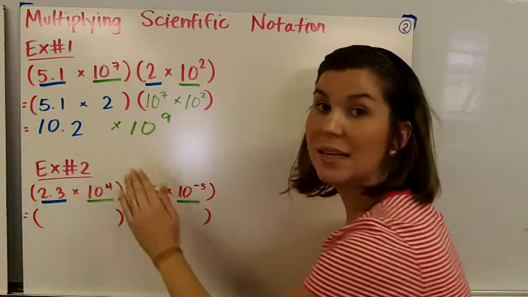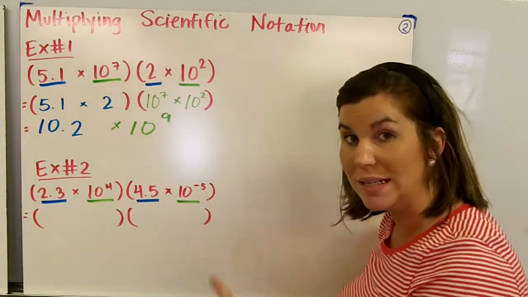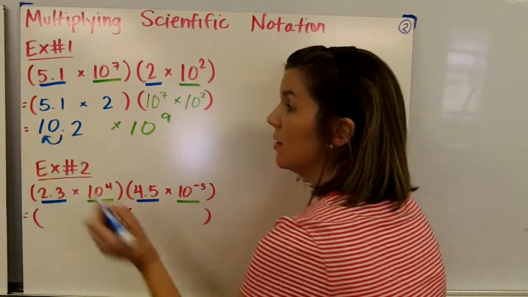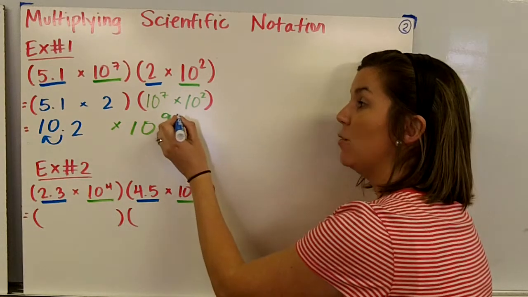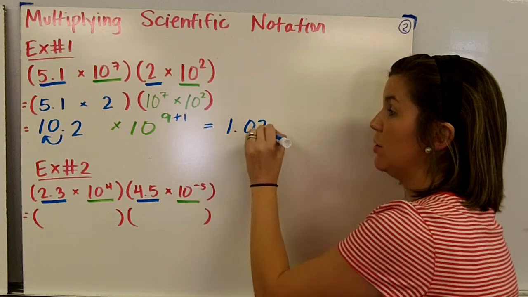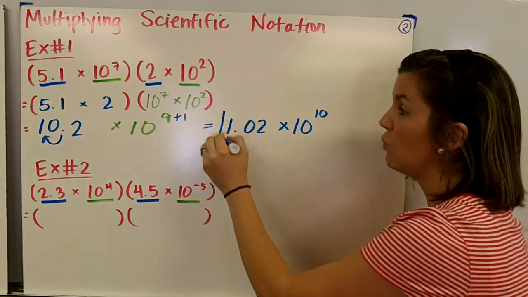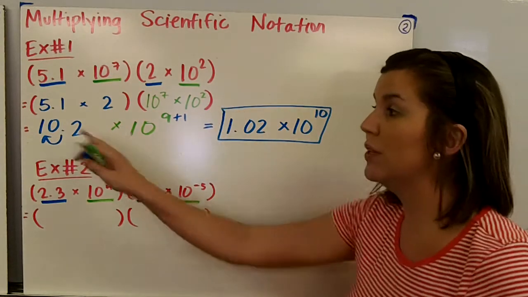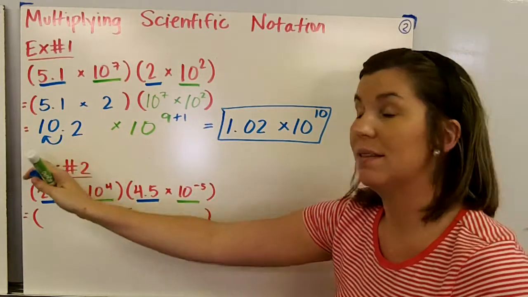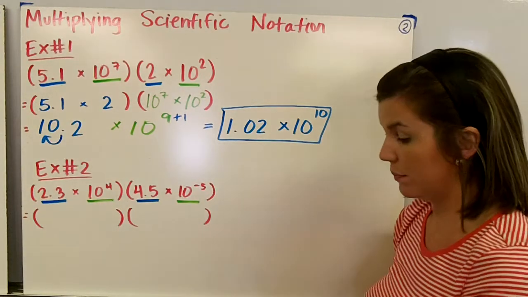Now this number is not in scientific notation because there's 2 digits in front of the decimal. We need 1 digit in front of the decimal. So we're going to have to move the decimal 1 place to the left, which means we have to add 1 to the exponent. So our number will be 1.02 times 10 to the 10th power. Remember that whenever you move the decimal to the left, the exponent gets bigger by the number of places that the decimal has moved. So we moved it 1 place, the exponent gets bigger by 1.